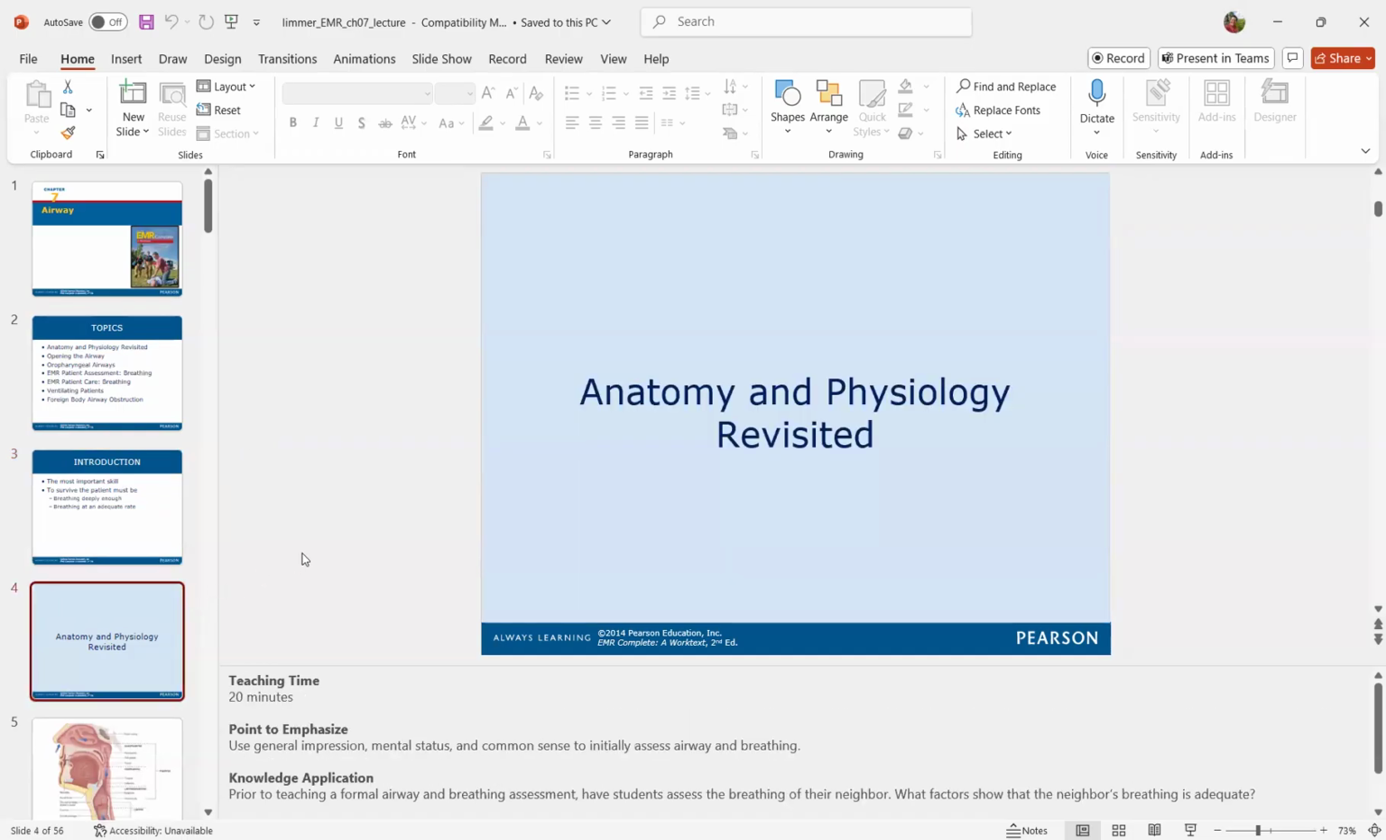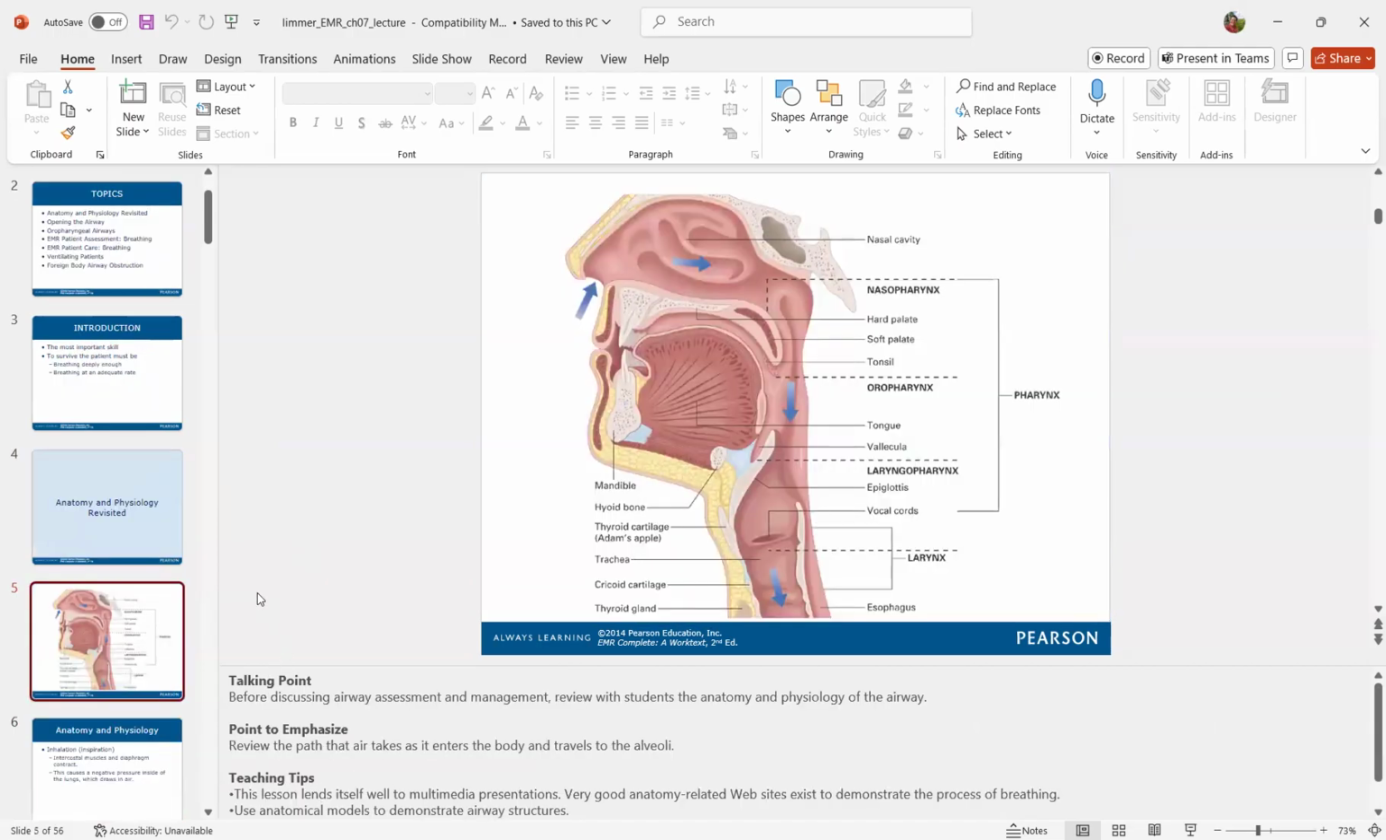So a little bit of anatomy and physiology, revisiting this. This is our upper airway. Our upper airway is really anything from the larynx, or the voice box, up into our face area. And then we have our lower airway, which is our trachea going down into our lungs. So this is a picture of the upper airway. We have our nasal cavity up here. So that's our nose. We have our pharynx, which consists of 3 parts.